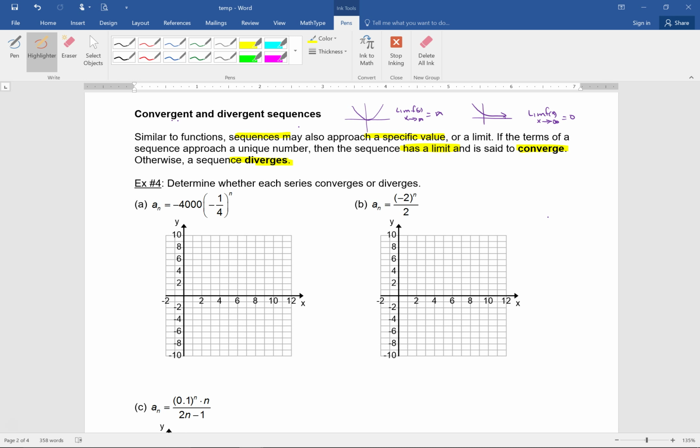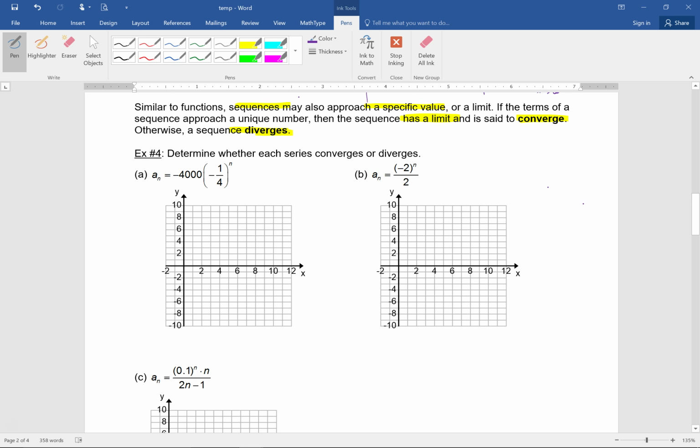We're going to do these numerically or graphically, whatever you want to call it. So what I want to do is find the first few terms of this sequence. So A1, right? It's going to be negative 4,000, negative 1 to the power of 1. And you know that that's going to be how big? 1,000.